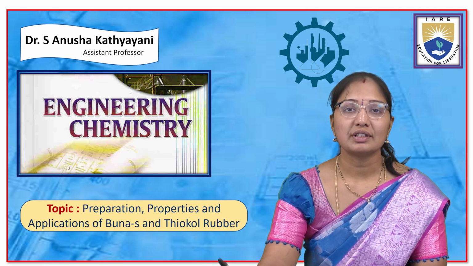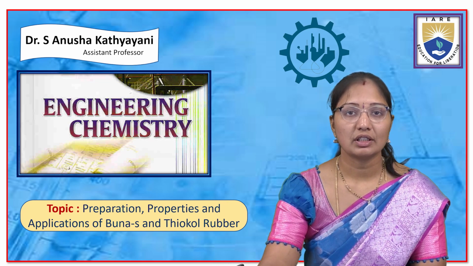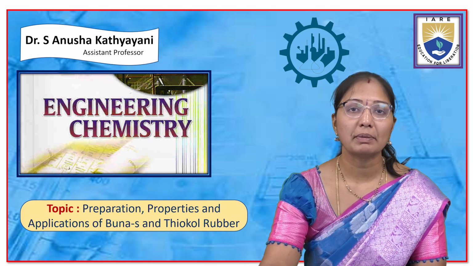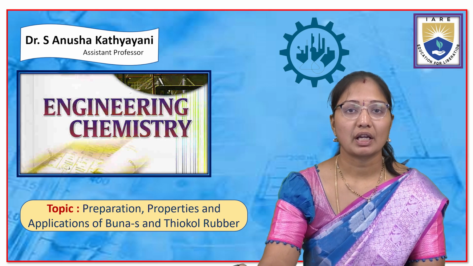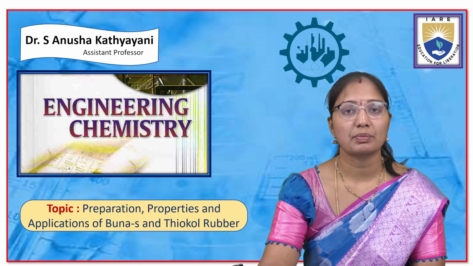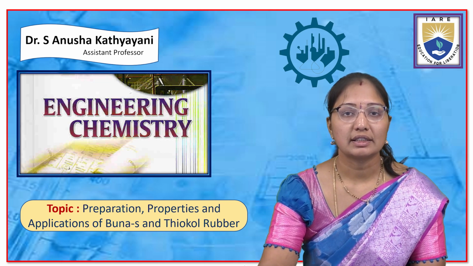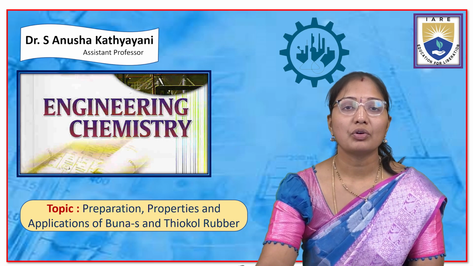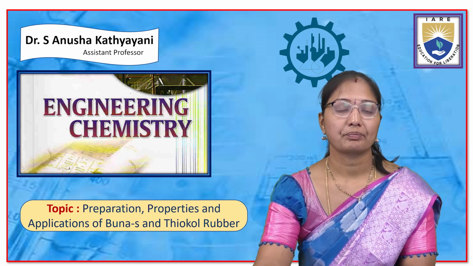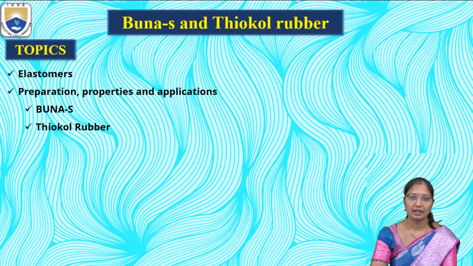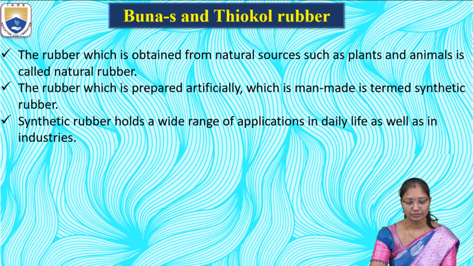Today we are going to discuss polymer technology. One of the polymers is called elastomers, and what elastomers are and what the examples of elastomers are, we are going to see in detail today. The main focus is on Thiokol rubber and Buna-S rubber. We are going to see the preparation, properties and applications of Buna-S and Thiokol rubbers.